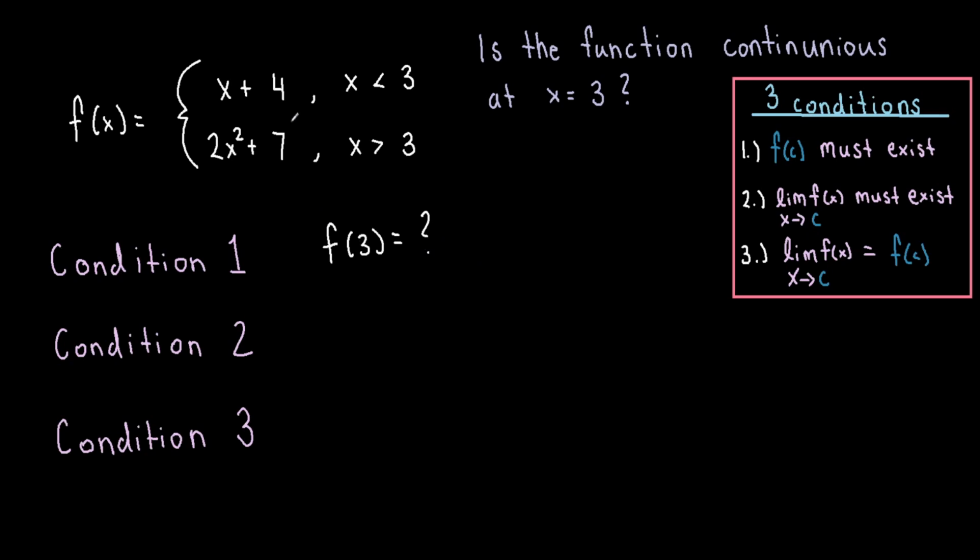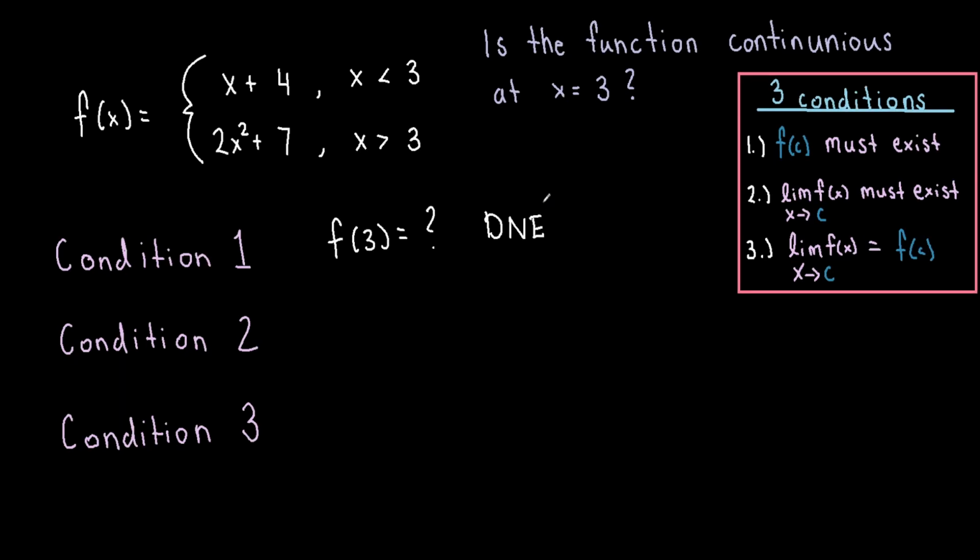Looking back, we see that our function of x is defined when x is less than 3 and when x is greater than 3, but not when x equals 3. Therefore, f of 3 does not exist. This means this function is not continuous at x equals 3. And notice, we don't have to check condition 2 nor condition 3 because for a function to be continuous at a point, it must follow all three conditions. Now let's look at another example.